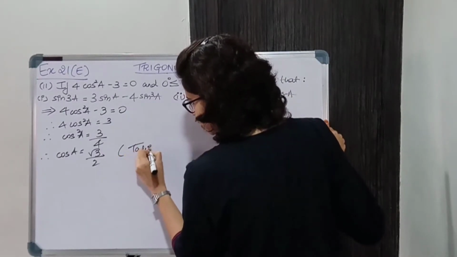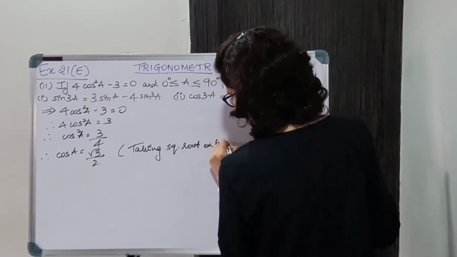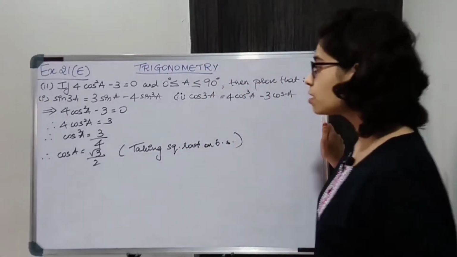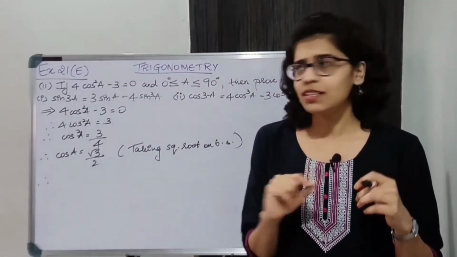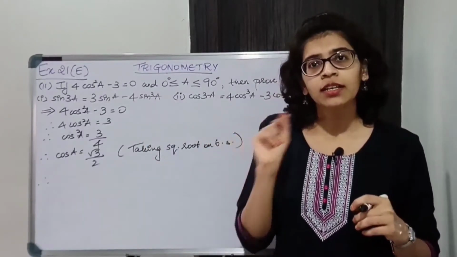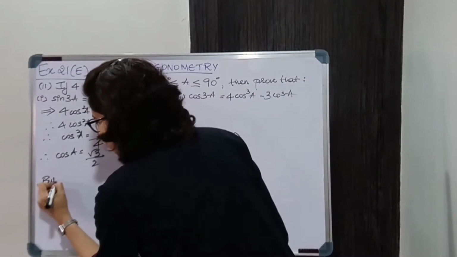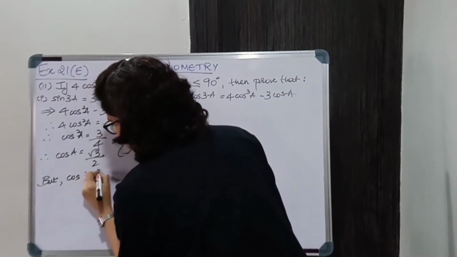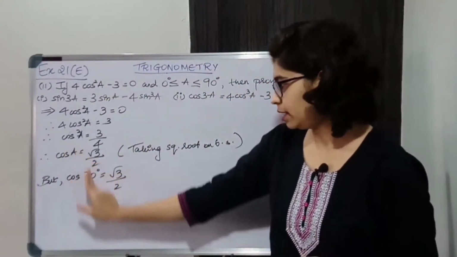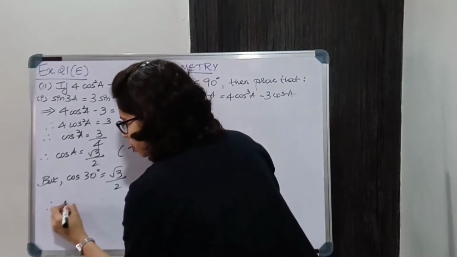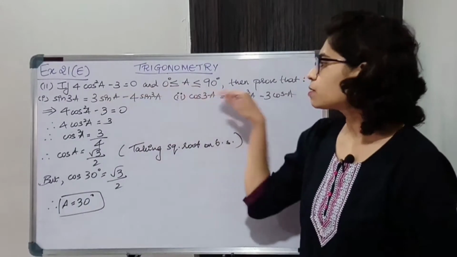For this you have to give reason, taking square roots on both the sides. I'm using short forms, please don't use short forms. Now cos of which value is root 3 upon 2? If you check, cos of 30 is root 3 upon 2. We know cos 30 is equal to root 3 upon 2. Therefore I can say cos a is equal to cos 30. Therefore a is equal to 30 degrees. We got the value.